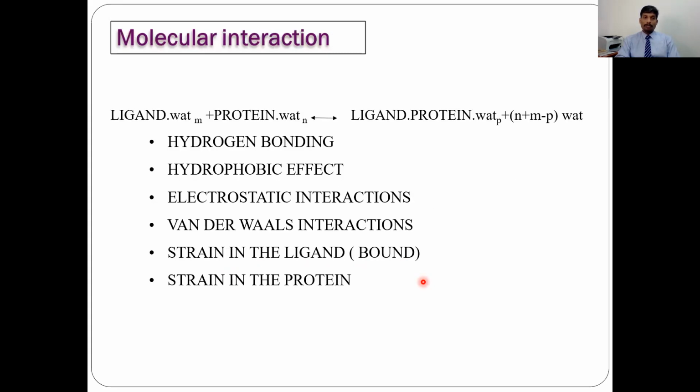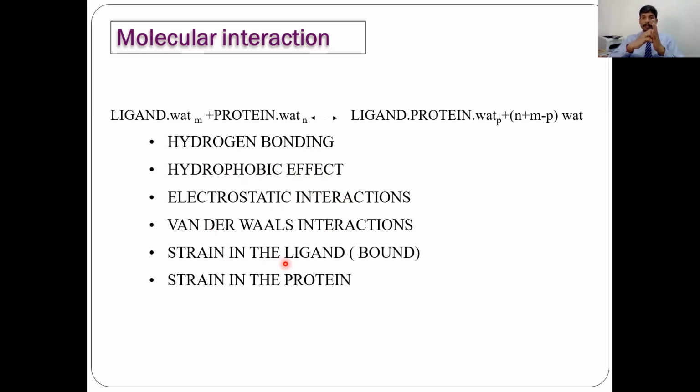So ligand and protein, when we dock each other, they bind each other. So a ligand-protein complex will be formed. With that, some of the water molecules which were in touch with the protein and ligand before will be removed. So by that, there are some changes in the protein-ligand interaction: hydrogen bonding, hydrophobic effect, electrostatic interaction, van der Waals interaction, strains in the ligand.